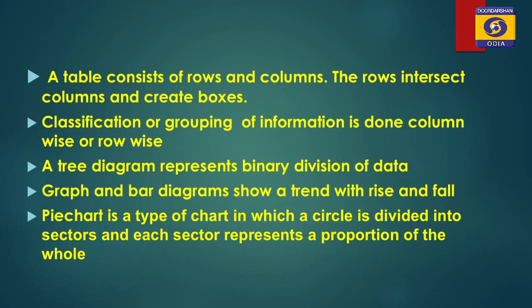A table consists of rows and columns. The rows intersect columns and create boxes. If you use Excel, then you must have seen those rows and columns. When the rows and columns intersect one another, they create tiny boxes, and each box is called a cell in Excel. Then with the help of a table, classification or grouping of information is done column wise or row wise.